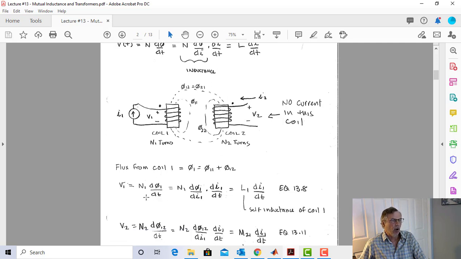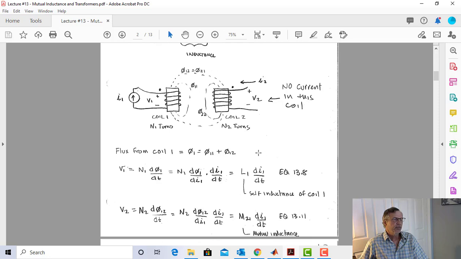So V1 is equal to L1 di1/dt. And L1 is the self-inductance of this coil. Forget about coil 2. V equals L di/dt. Duh, right? So now let's look at V2.